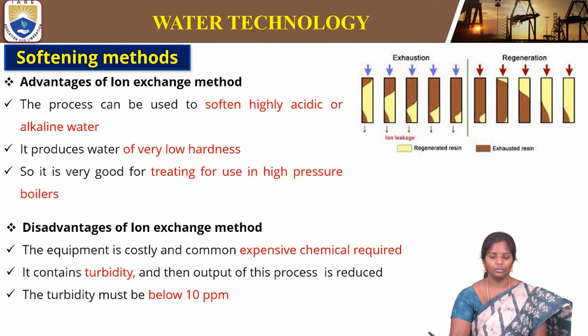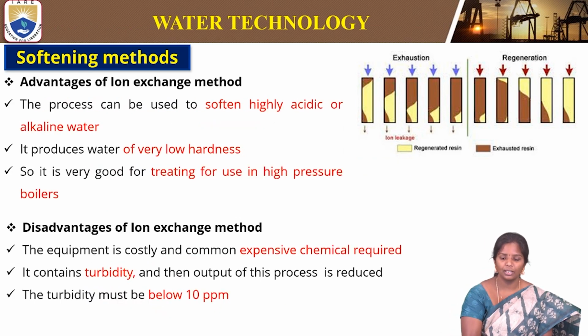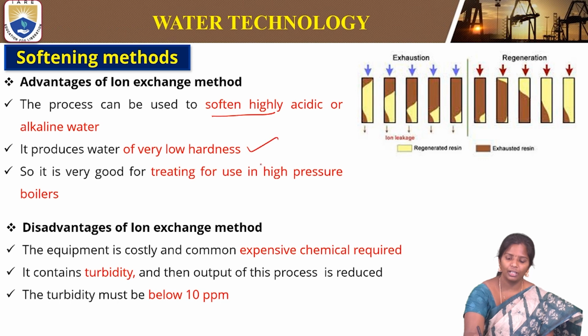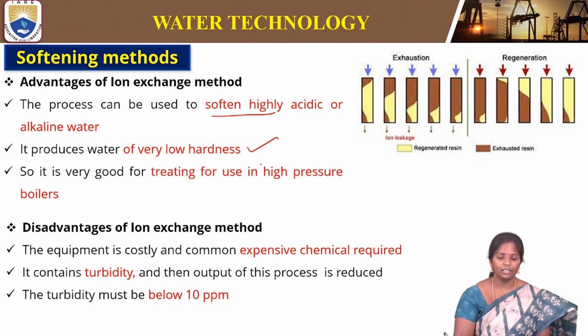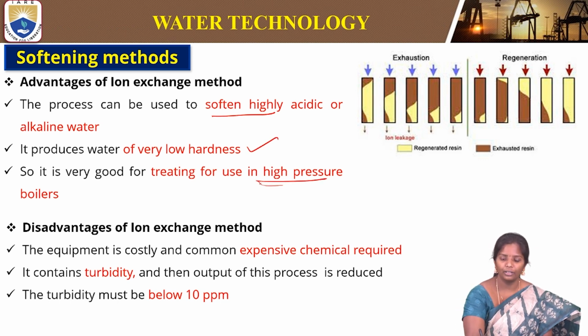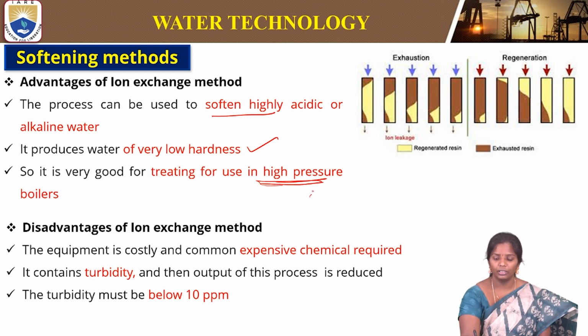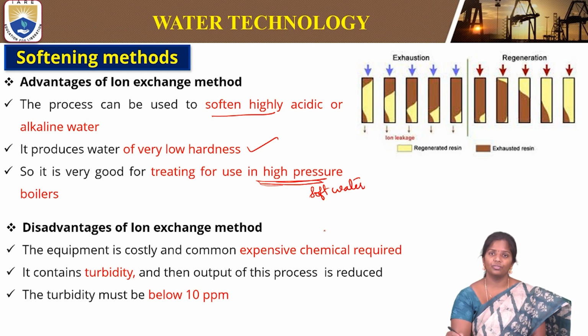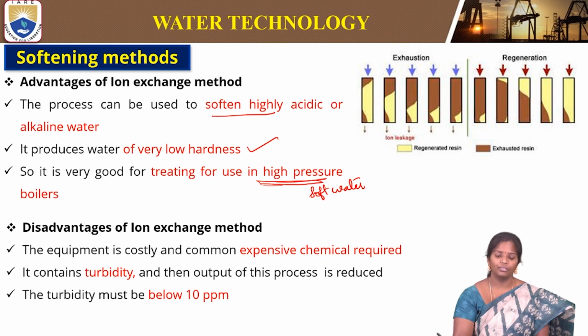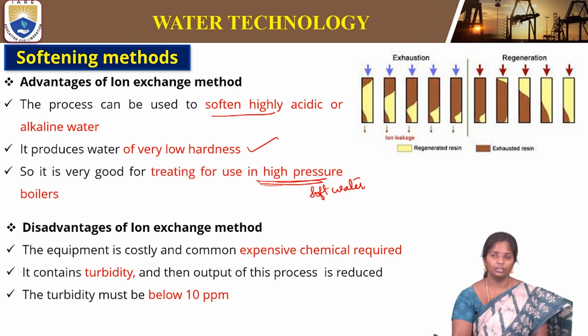So what are the advantages? The process can be used to soften highly acidic or alkaline water, and it produces very low hardness water. It is very good for treating high pressure boilers. We are using soft water for high pressure boilers, so most of the cations and anions can be removed.